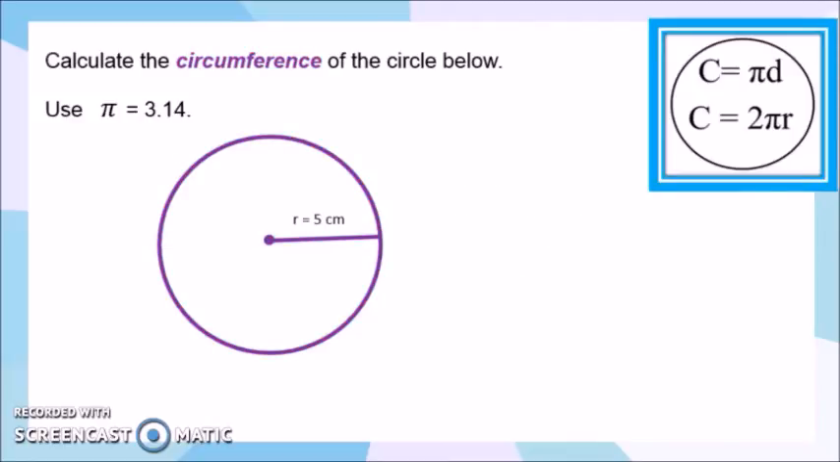In this example, we know the radius. So to calculate the circumference, we choose the formula c equals 2 pi r. Fill in the values for pi and for the radius. C is equal to 2 times 3.14 times 5. So the circumference is 31.4 centimeters.